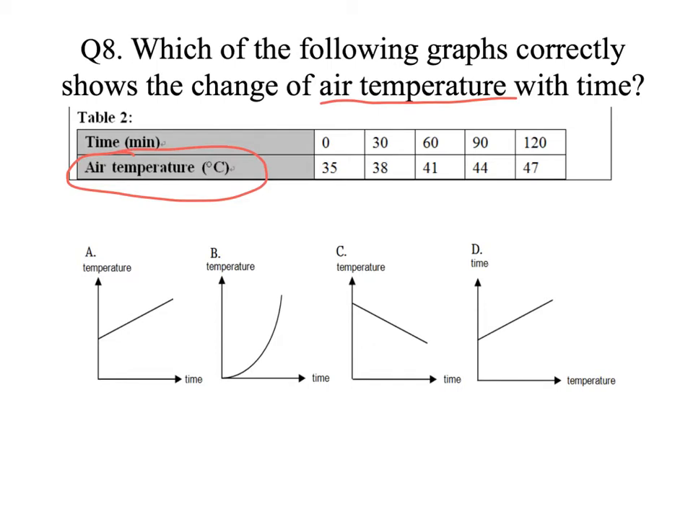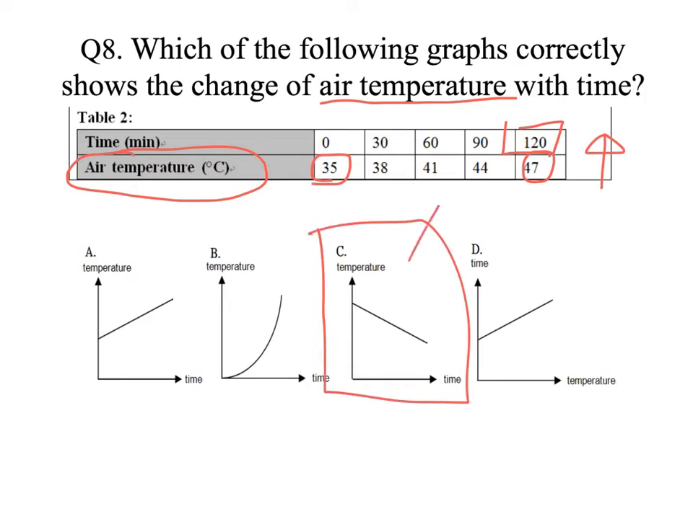As the experiment goes by, that means when the time increases, the temperature, in this case, we can see. What do you think? The temperature is going to increase or decrease? So you should be easily able to tell that the answer should be increased. The temperature increases from 35 degrees Celsius to finally 47 degrees Celsius after 120 minutes. So based on this result, let's take a look at the 4 choices.